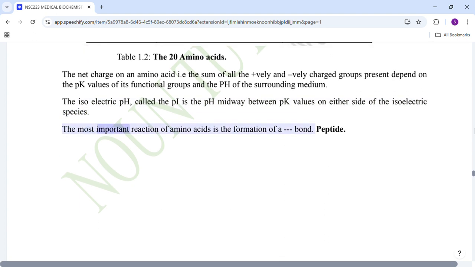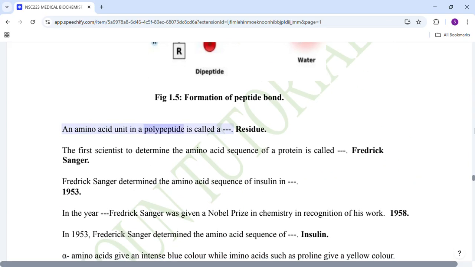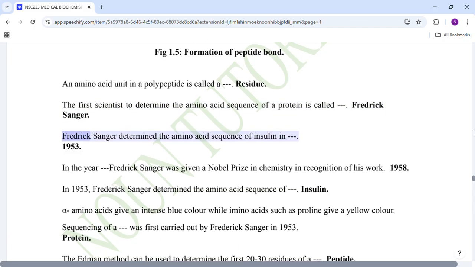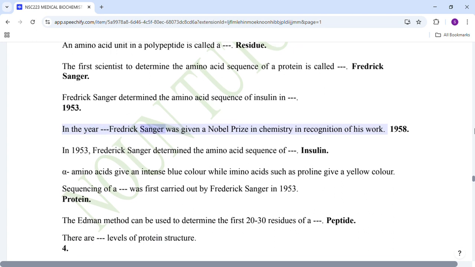The most important reaction of amino acids is the formation of a peptide bond. Fig 1.5, Formation of peptide bond. An amino acid unit in a polypeptide is called a residue. The first scientist to determine the amino acid sequence of a protein is Frederick Sanger. Frederick Sanger determined the amino acid sequence of insulin in 1953. In 1958, Frederick Sanger was given a Nobel Prize in Chemistry in recognition of his work.